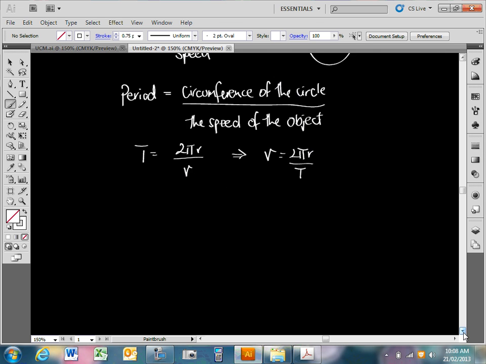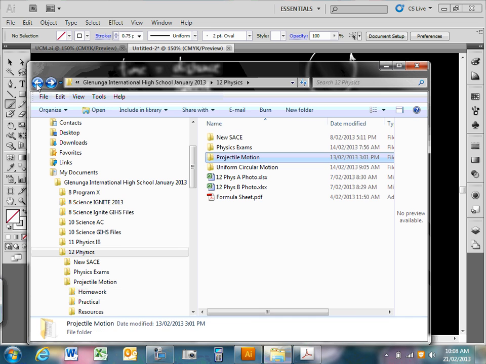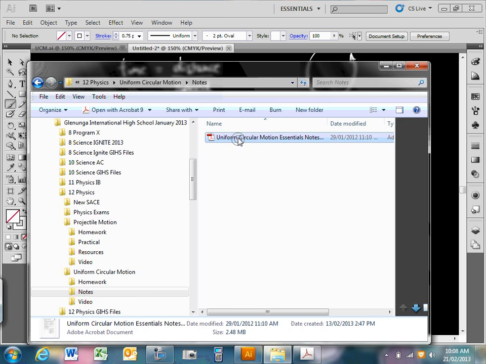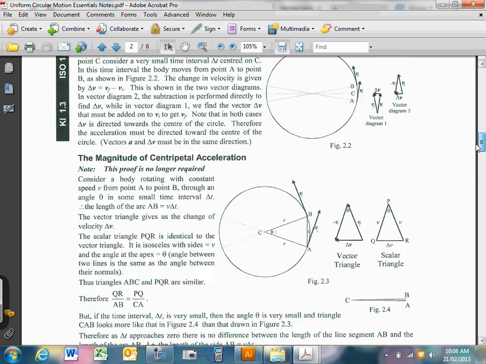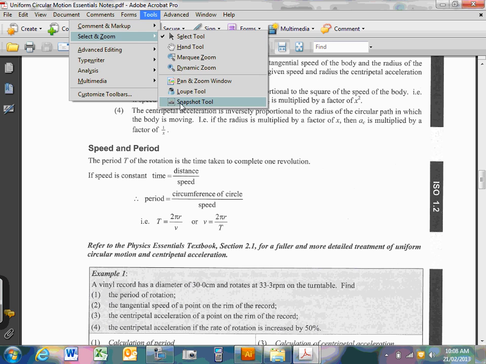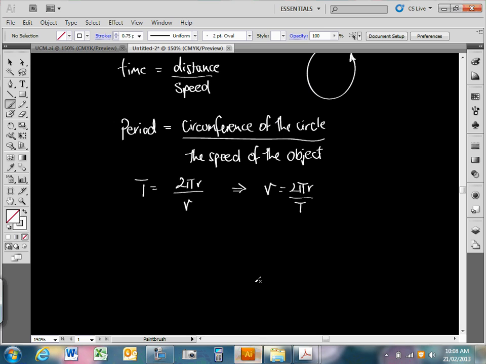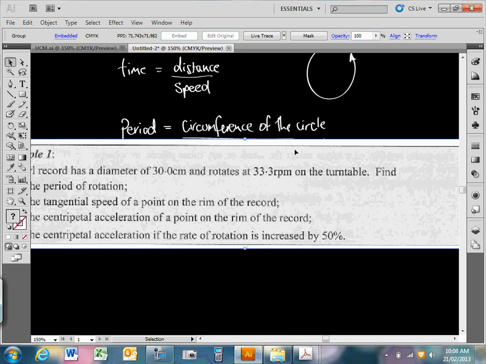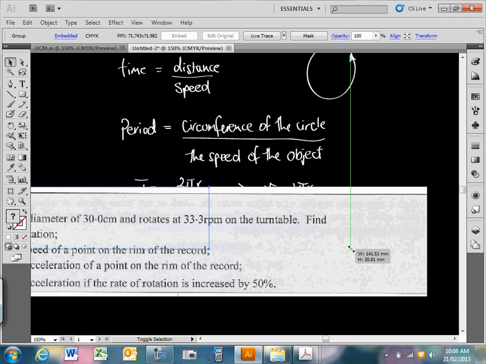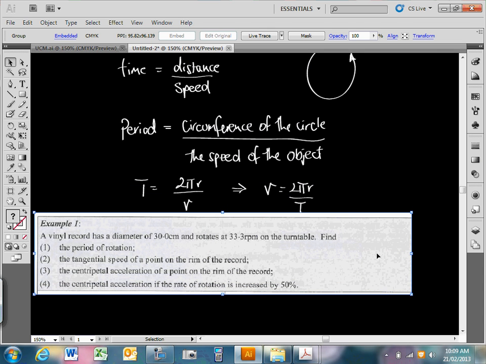Here's a question for you. A record has a diameter of 30 centimeters and rotates at 33.3 RPM on the turntable. Find the period of rotation.